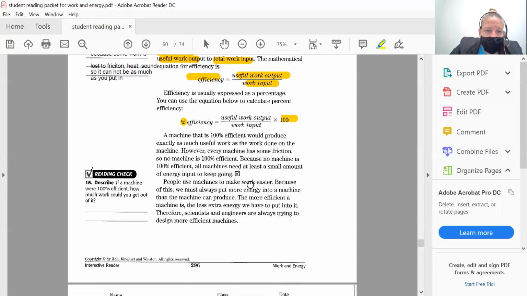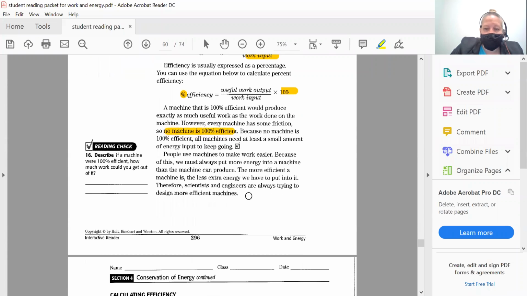Okay. A machine that is 100% efficient would produce exactly as much useful work as the work done on the machine. However, every machine has some friction, so no machine is 100% efficient. Because no machine is 100% efficient, all machines need at least a small amount of energy input to keep going. Okay, that's why you have to constantly put energy back into the machine.